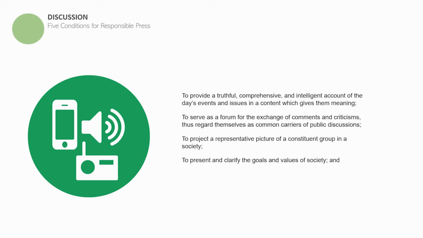The fourth one is to present and clarify the goals and values of a society. We have to remind our society, yes, they tend to forget. We tend to forget as a society what our goals are, and we have to be one of the first people to remind them. And the last one is to provide full access to the day's intelligence. Every single information that has come to being sa buong maghapon, we have to write a very comprehensive account of that.